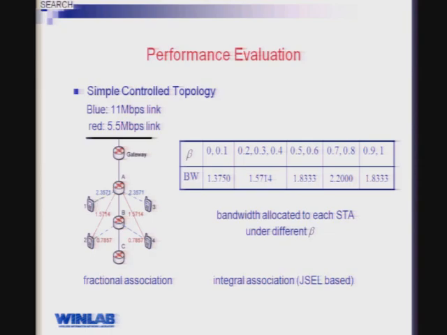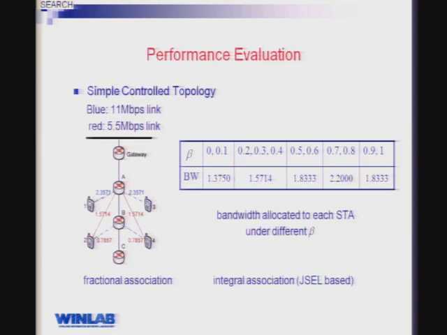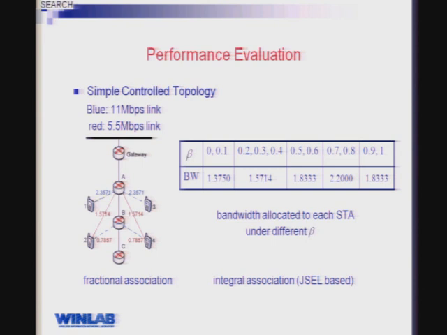Okay, so somehow you're saying it's better if beta is like 0.7 or 0.8. Is that right? Actually, I want to express the observation of how the given tree topology impacts the resulting bandwidth allocation, because the routing here is fixed, so we cannot change routing in order to change the tree topology. So we just change beta to get a different association, which means a different tree topology.